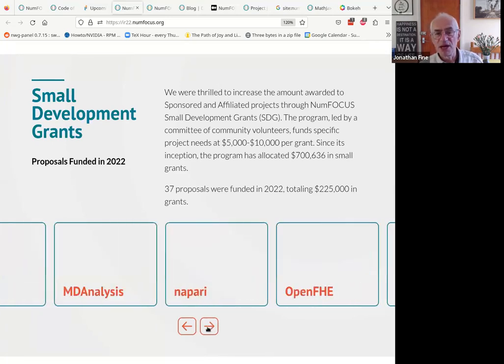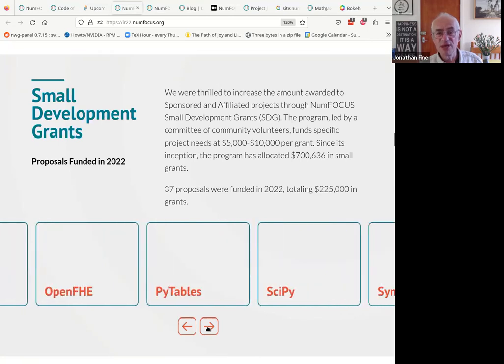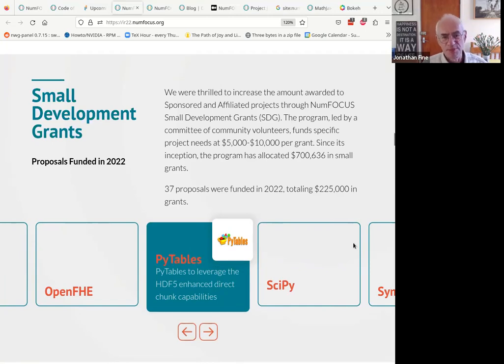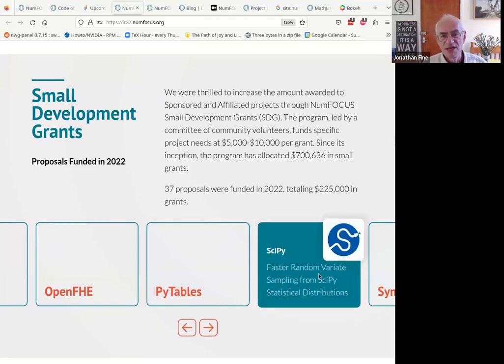ND analysis, Napari, OpenFHA, PyTables. PyTables leverages the HDF5 enhanced direct chunk capabilities. PyTables is very different from LaTeX tables. LaTeX tables is about typesetting a table, and perhaps it runs 20 or 30 pages. This is about processing data that spans gigabytes, possibly. SciPy, what are they doing? Faster random variate sampling from SciPy statistical distribution.